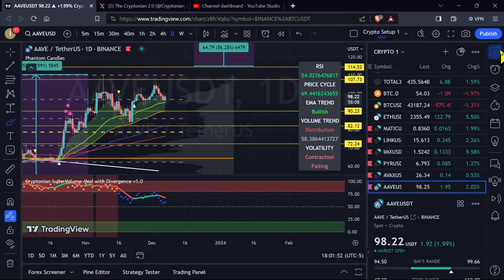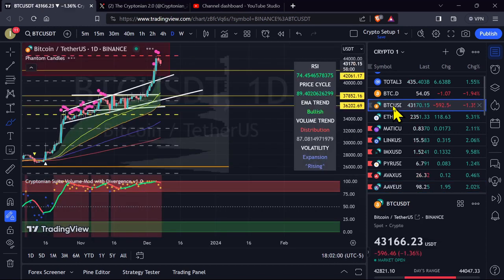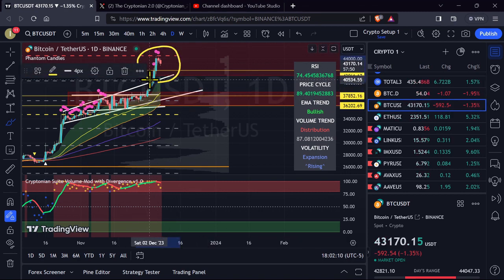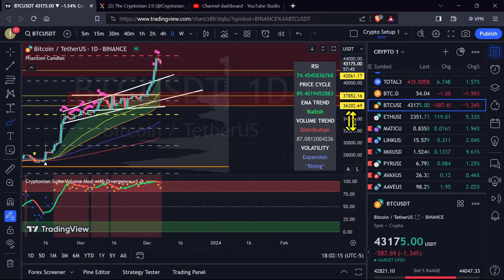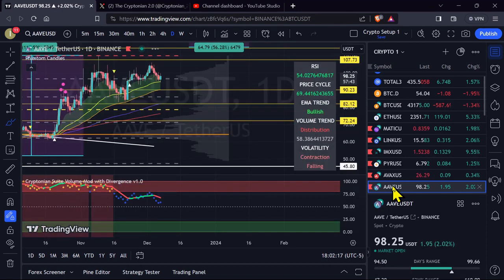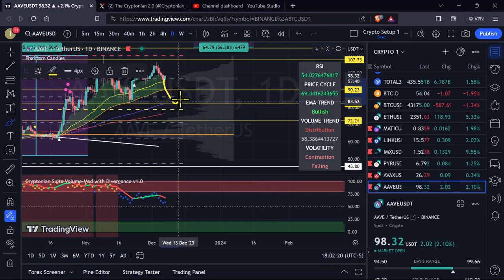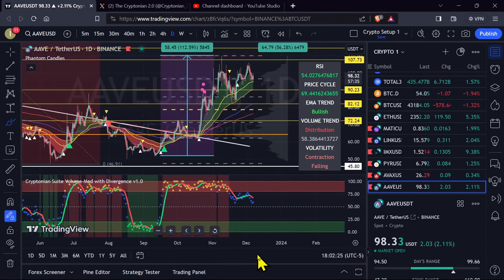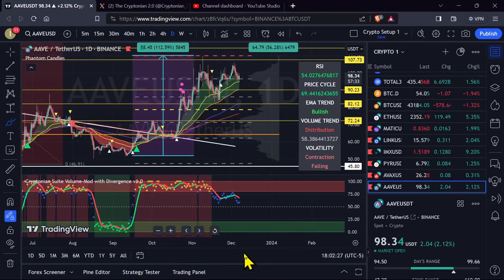We need to be careful because right now AAVE is an altcoin, and altcoins are under the influence of Bitcoin and how Bitcoin moves. For example, right now, Bitcoin is at resistance, and if Bitcoin decides to have a significant sell-off here like this, then the market will respond. And of course, AAVE will respond as well, reaching lower price points. And so that needs to be understood.